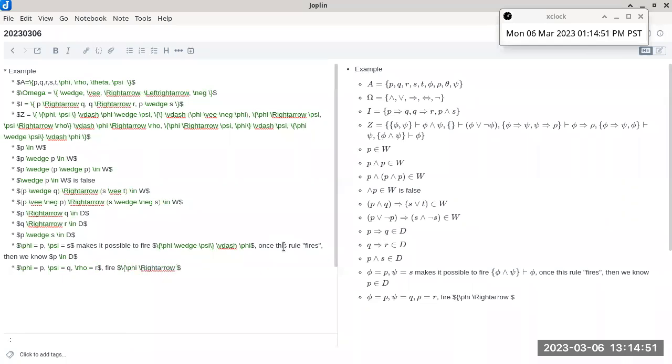implies psi, and then psi implies rho. So if you can find me two well-formed formulae like that, then I can also mark something else to be in D, and that would be going from phi and make it imply rho directly.